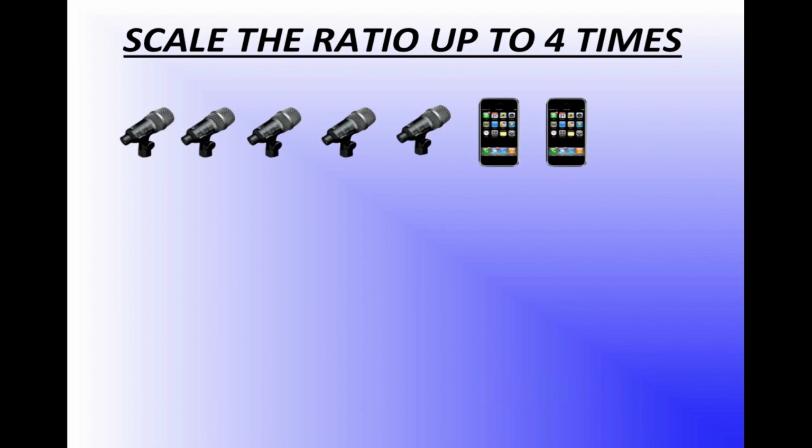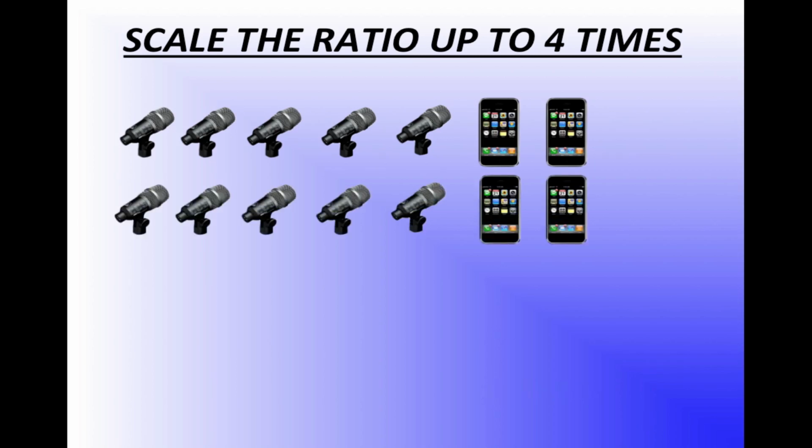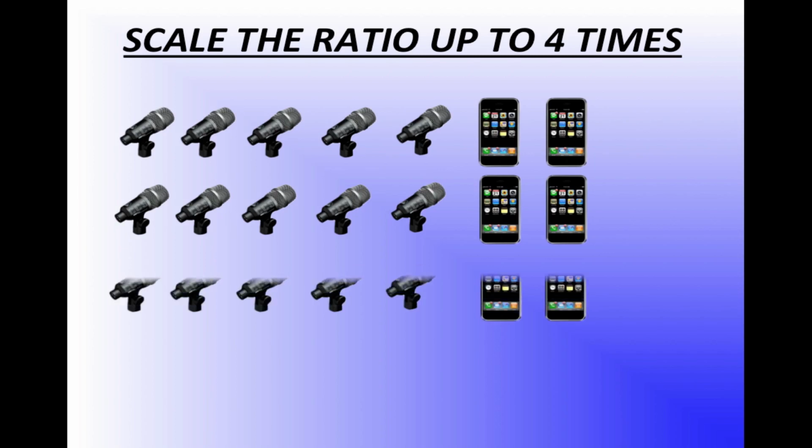Okay, let's scale this ratio up 4 times. Now, although it may look different, this is the same ratio as the previous slide. I just chose to put all the microphones together and the iPhones together so it looks easier. It's a better look, I guess I should say, when it's scaled up, when everything's together. All right, so for every 5 microphones, there's 2 iPhones. So let's scale it up to 2. Whoa. For every 5 microphones, there's 2 iPhones. Let's scale it up again. Whoa. For every 5 microphones, there's 2 iPhones.